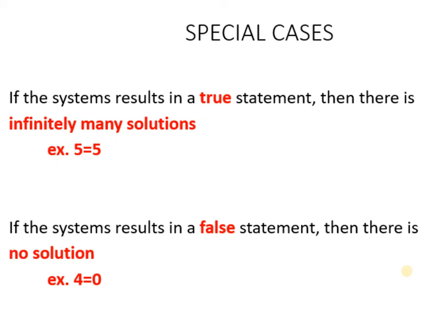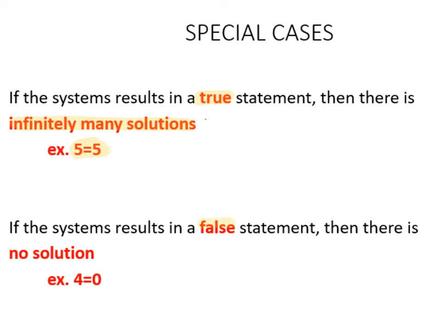In this video, we will discuss special cases of solving systems of equations by substitution. First, let's discuss the different types of special cases you may see. If the system results in a true statement, then there is infinitely many solutions, because it's always true, so any number would work. An example that you may see is if you see something like 5 equals 5, then it means it's a true statement, so it's infinitely many solutions.